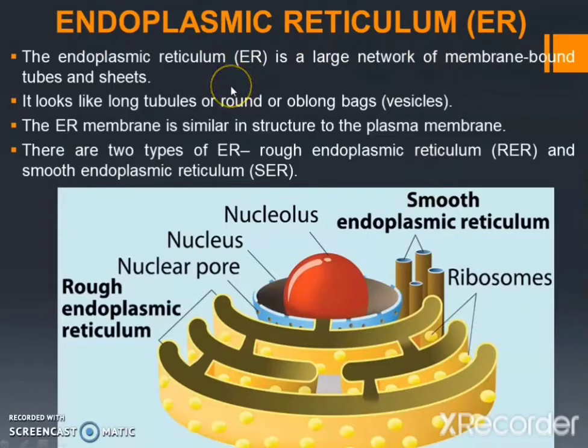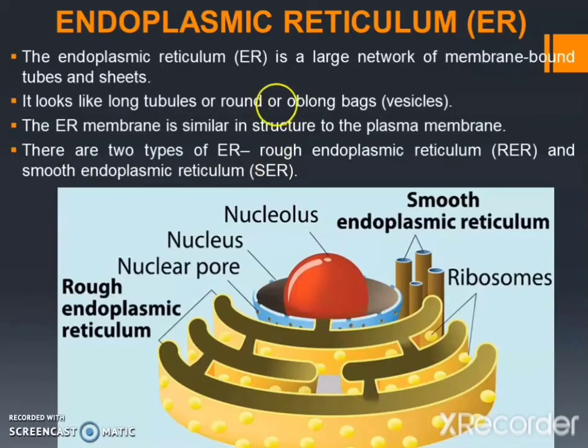Now what is endoplasmic reticulum? It is a large network of membrane bound tubes and sheaths. It looks like either long tubules or round or oblong bags, that is vesicles, right? Vesicles are nothing but rounded structures. The endoplasmic membrane is similar in structure to the plasma membrane. What is the plasma membrane made up of? It is made up of lipid and protein. In the same way, the endoplasmic reticulum's outer membrane is very similar to the plasma membrane.